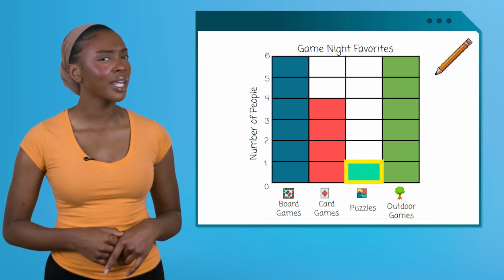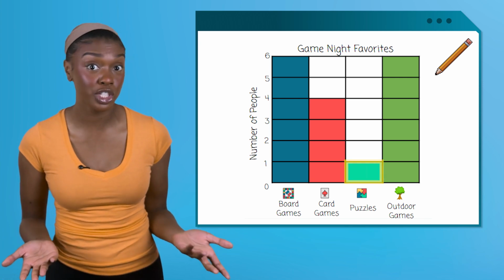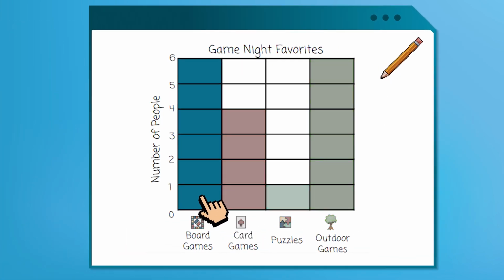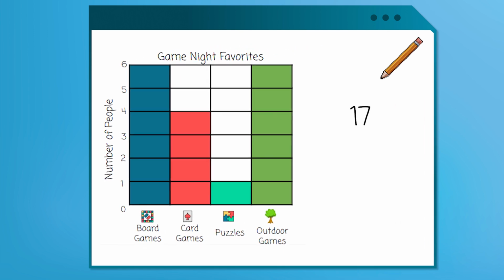What else? Can we find how many family members she surveyed all together? Let's count. We can start with the 6 from board games plus 4 more. 7, 8, 9, 10. Plus 1 makes 11. Plus 6, 12, 13, 14, 15, 16, 17. Mia surveyed 17 people. We're really getting the hang of this.